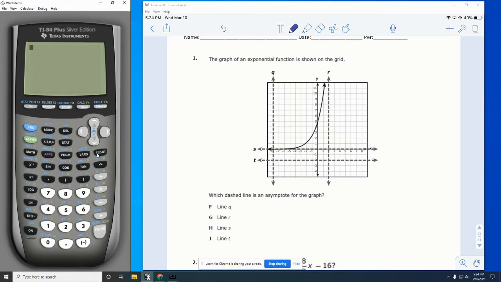On number 1, the graph of the exponential is shown. Which of these is the asymptote? I want to remind you the asymptote is where your y's stop but get very close to. Q and R are not looking at y's, so it's not going to be Q or R. If you look at S and T, the difference is where your y's are getting close to. My y's are getting close to S, but they will never cross S. T is not an asymptote because that is not the line where those y's are stopping. It's just a random line down there. So this one's actually going to be answer choice H.